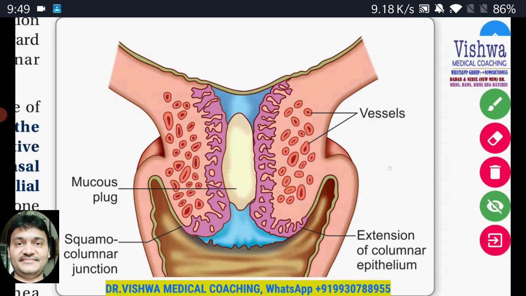We had a discussion, we understood that the size of the organ increases. We also had a discussion that the vascularity of the organs increases. We also had a discussion that the secretions are going to increase. All this is going to be occurring in all the reproductive organs.